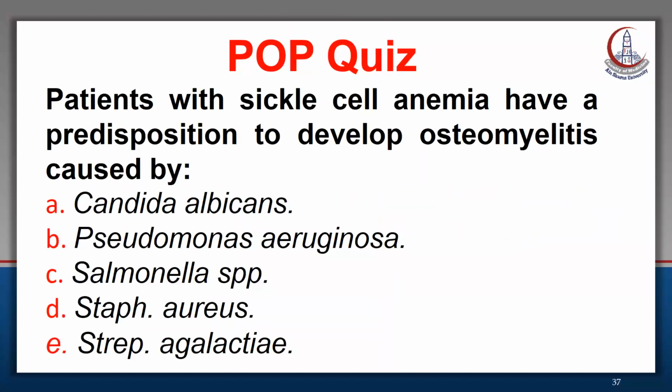Patients with sickle cell anemia have a predisposition to develop osteomyelitis caused by Salmonella species. As we said, sickling of the blood causes occlusion of the blood vessels of the GIT, so there is no clearance of the Salmonella, and abnormal opsonization, resulting in the most common Salmonella infection in sickle cell anemia in the form of Salmonella osteomyelitis.